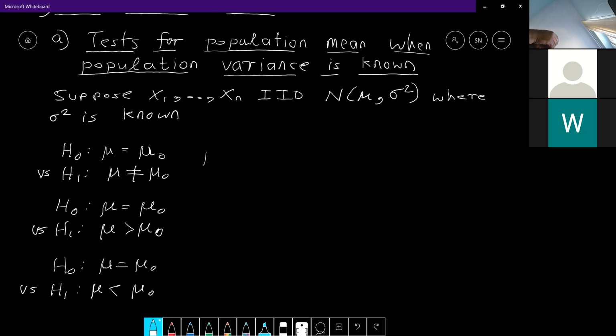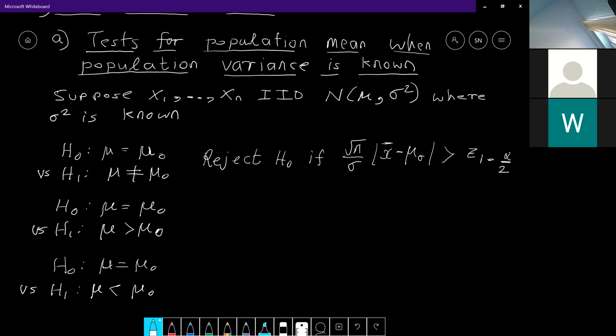For the first one, you reject H0 if root n, where n is the sample size, divided by sigma, the population standard deviation, multiplied by x bar, the sample mean, minus mu zero, the pre-specified constant, is greater than z 1 minus alpha by 2. I'm sure you know how to read this. This is the rule for rejecting the null hypothesis for the first one.